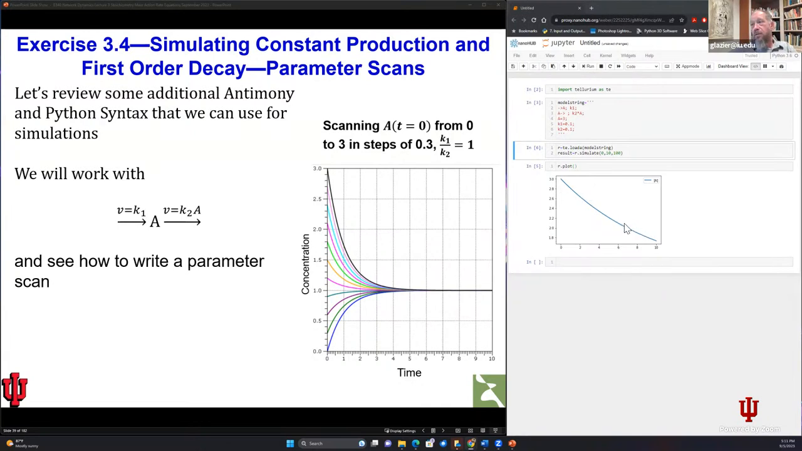Notice that I clearly haven't reached an equilibrium in the simulation that I just ran. If I ask the question, what's the time scale for equilibration? Remember, that's 1 over K2. K2 is 0.1, so it takes at least 10 time units. So maybe if I make K2 a little bit bigger, things will happen faster. There we go.